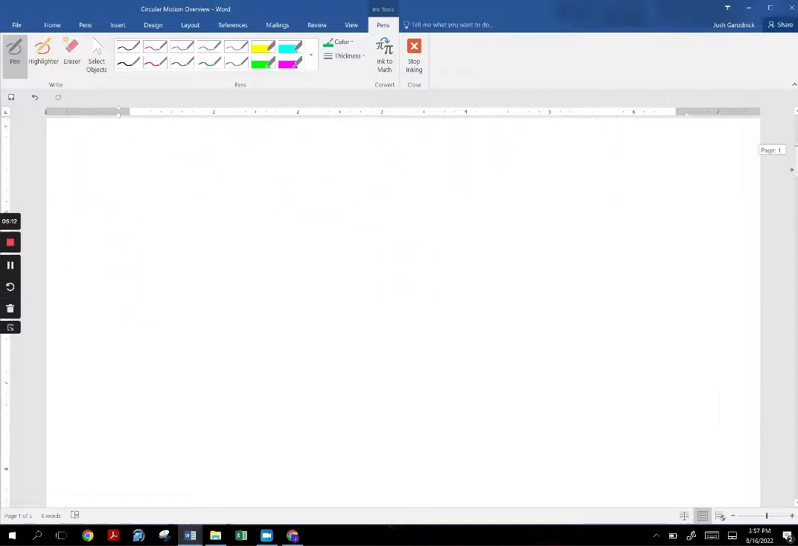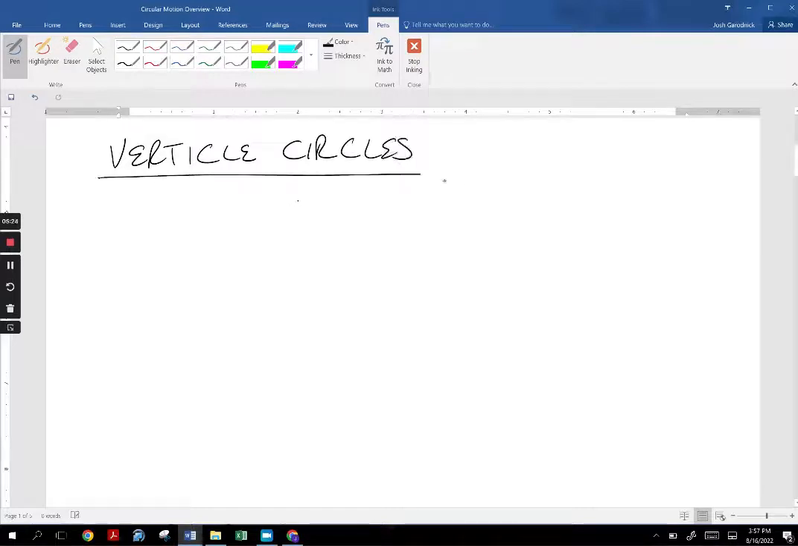All right, let's do a little vertical circle, shall we? Little verticals. How do you spell vertical? Is that right? I should know these things. Vertical circles. All right, we have a variety of them.